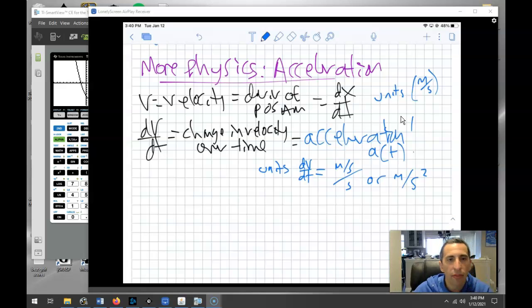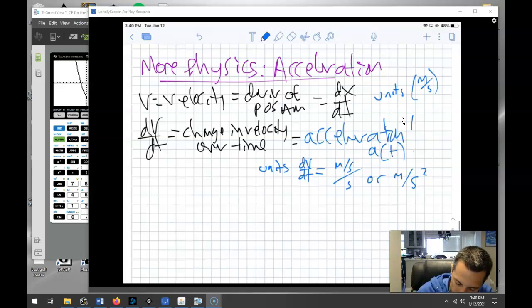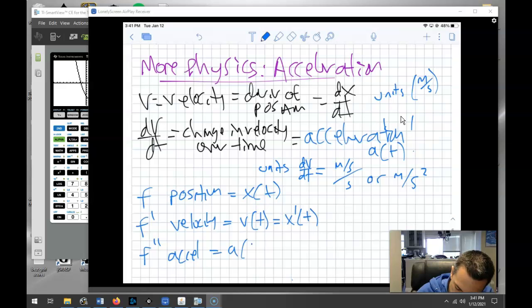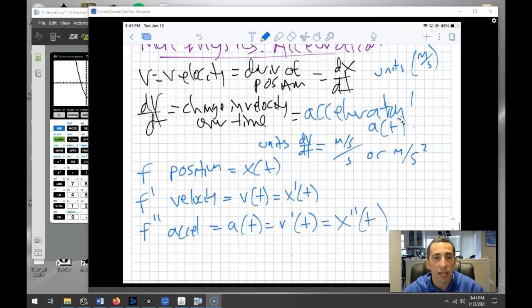The way I want you to think about this is not from a physical standpoint, but from a calculus one. Think about this like an f prime and an f double prime, with f being our position, f prime being our velocity, and f double prime being our acceleration. The way we denote this is our position, we call that x of t. Our velocity, we call that v of t, which is the derivative of position. And our acceleration a of t is the derivative of velocity, or the second derivative of position.